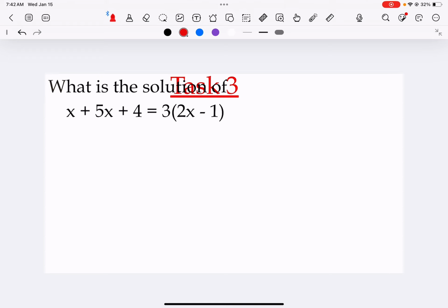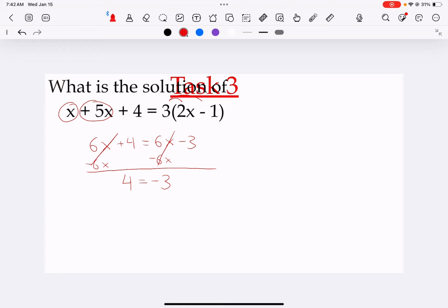Solve this equation. I'm going to combine the like terms on the left-hand side. X plus 5x is 6x. Plus 4 comes down, equals, now I'm going to distribute the 3, so I'm left with 6x minus 3. I'm going to subtract 6x from each side. 6x minus 6x is 0, so the 4 just comes down. 6x minus 6x is also 0, so the negative 3 just comes down.